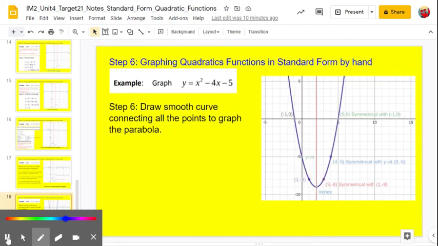And our last step is we simply connect all the points, drawing a smooth curve to create our parabola. So it's nice and pretty and extended for the entire graph. Officially, these are little arrows at the end here because it's going to go up, up, up, and away, and it's going to keep getting wider and wider as it goes on. And that's how you graph a parabola by hand.